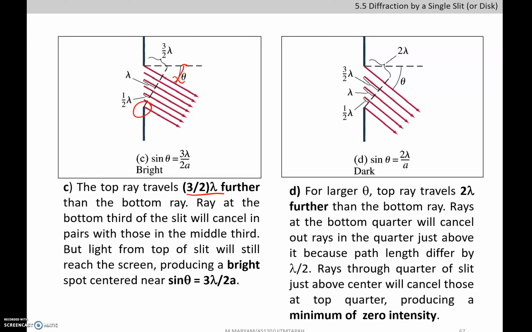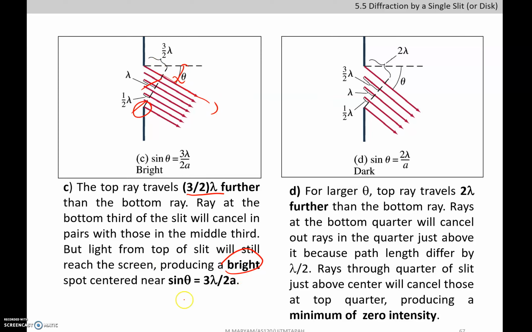So rays at the bottom third of the slit will cancel in pairs with those in the middle third. Okay, so it will cancel out here and here, but light from the top slit will still reach the screen. So from here, it will still reach the screen, so it will produce a bright spot.